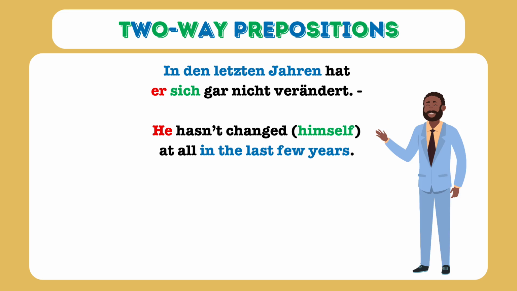In this sentence, we use time again with the dative case because it's the same thing that happened with an. An, used with a date, has to be used with the dative case. When we're talking about something with time and in, we again use the dative case. In den letzten Jahren. It's not really a question of where he was, but more when he was. It's a location within time. In den letzten Jahren hat sich gar nicht verändert. He hasn't changed himself at all in the last few years.